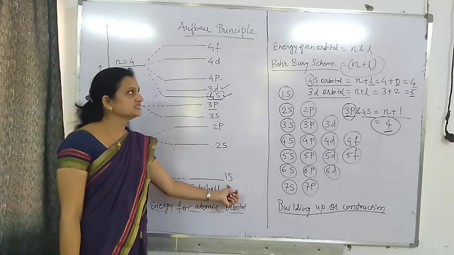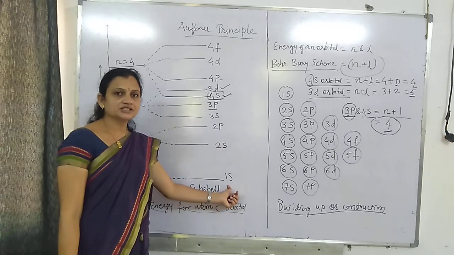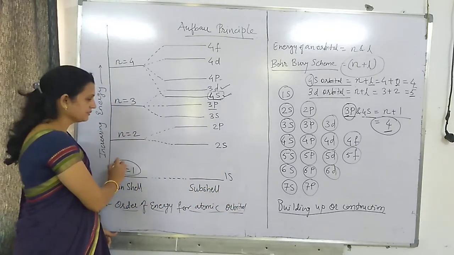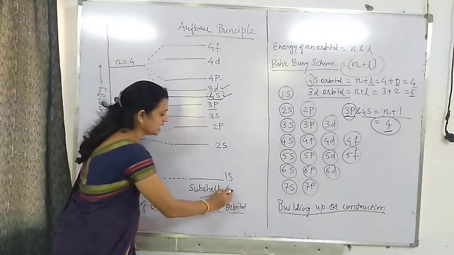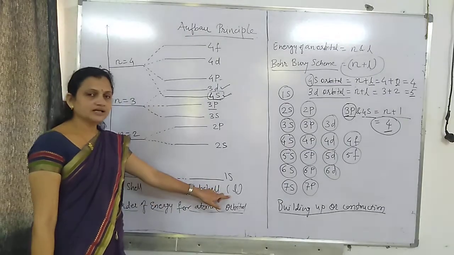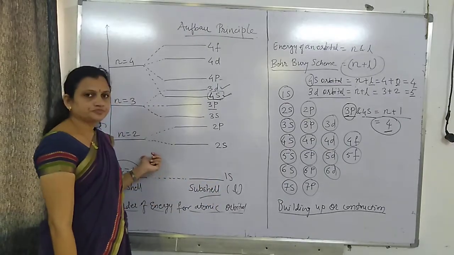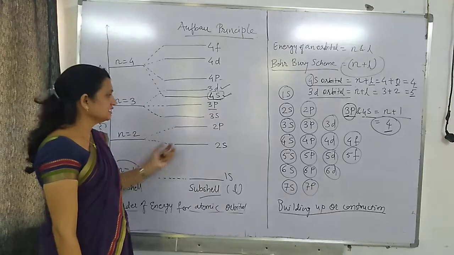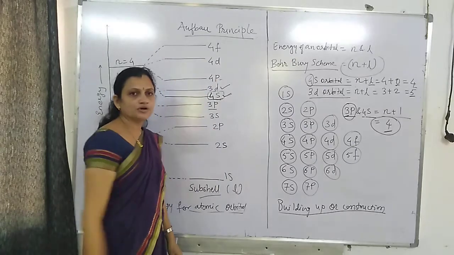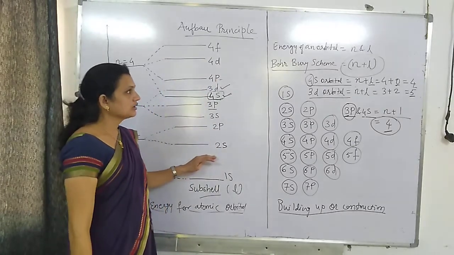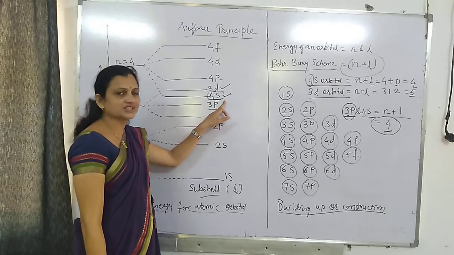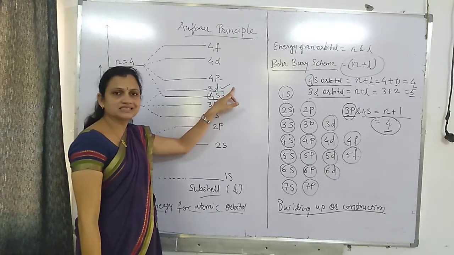Therefore, in this Aufbau principle, the energy of an orbital depends upon the principal quantum number and subshell, that is azimuthal quantum number, that is l, means n and l. Here, for the different number of electrons, the filling of electrons takes place from 1s orbital to the 4f orbital. Now, according to the Bohr-Bury scheme, this 4s orbital is written first, then 3d orbital is written next.